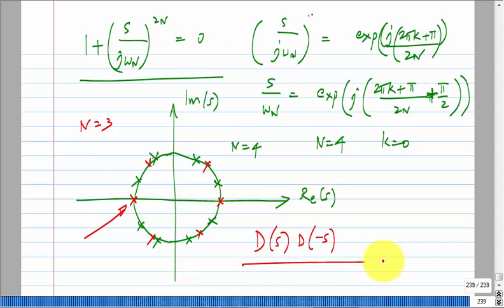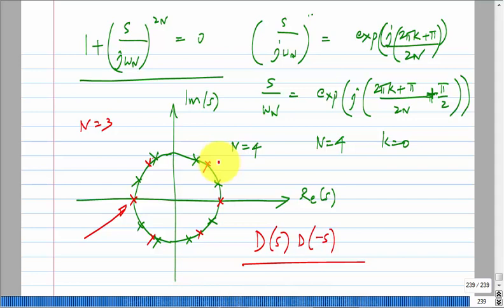Obviously, the roots of d of s should be in the left half plane, right? That is when you get a stable filter. So, you pick the left half plane ones. So, it is very easy. Now, there is the answer to your question. You draw a circle of radius omega n in the left half plane and then distribute the poles equally, and that is actually a pretty nice result.